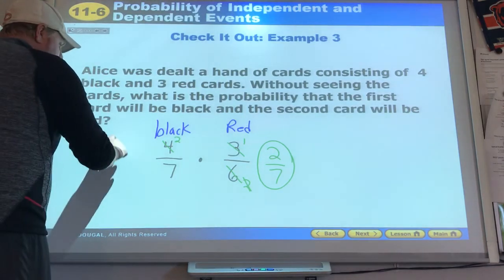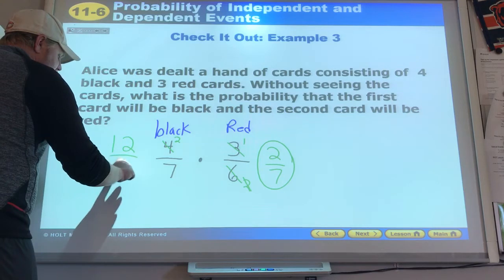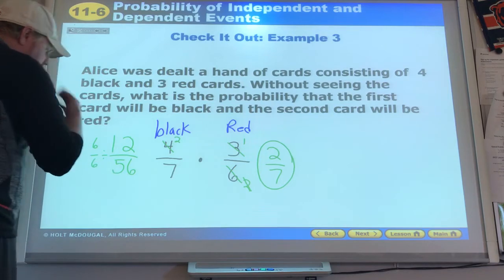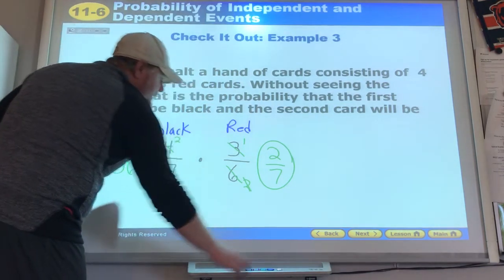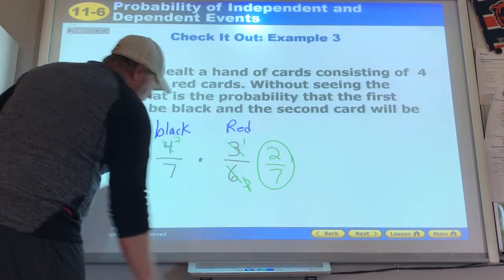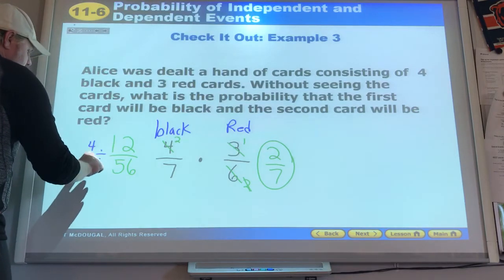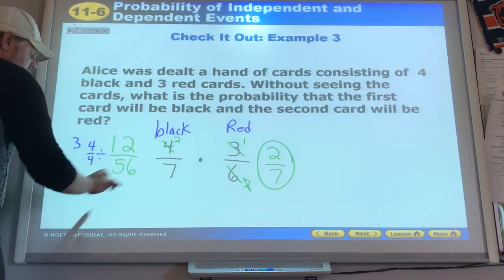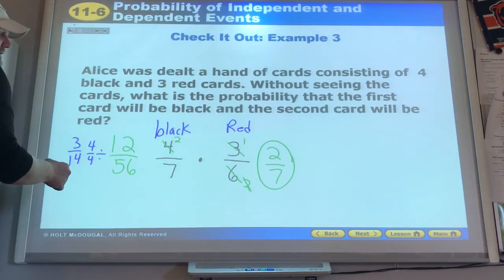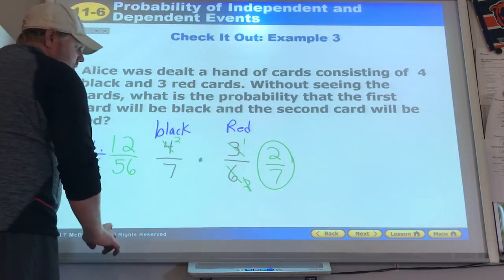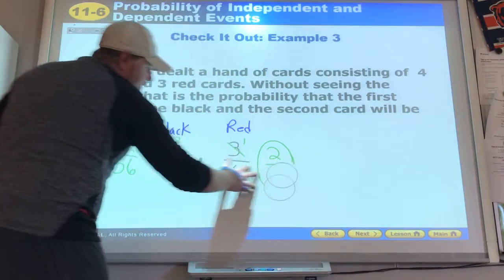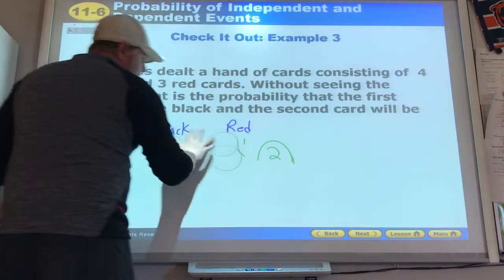Or we could have done this and had 12 out of 56 and divided both by 4. And that would be 3 over 14. Looks like I made a mistake somewhere. Well, feathers. That's not going to be good. All right, let's go ahead and see where I made a mistake. Looks like 3/14 or 2 7ths.